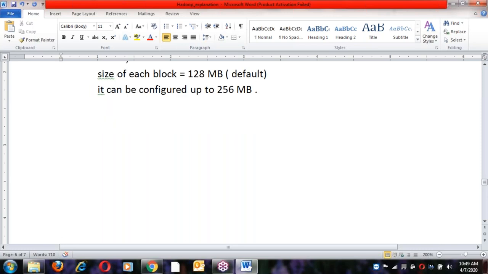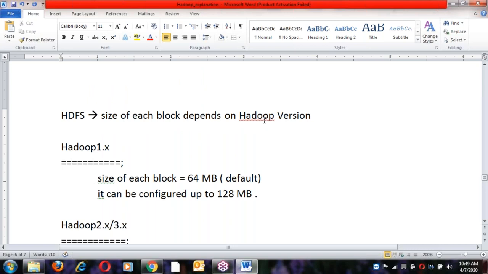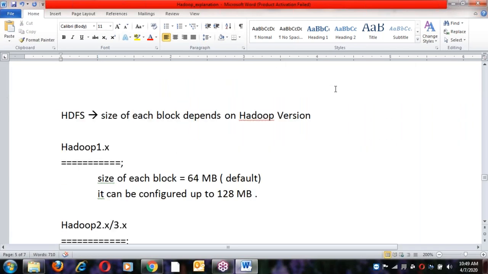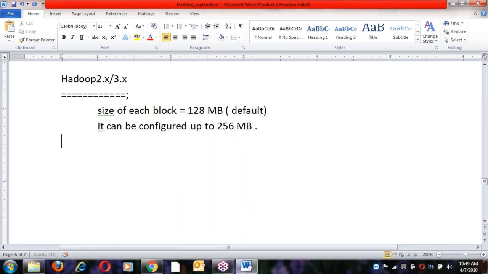In HDFS, first the file is split into multiple blocks and distributed onto multiple nodes in the cluster. Each block is 128 MB. For example, if a 100 GB file is there, that 100 GB file is split into multiple blocks, then distributed onto multiple nodes in the cluster.